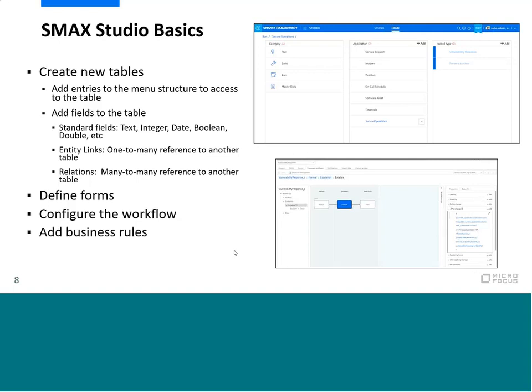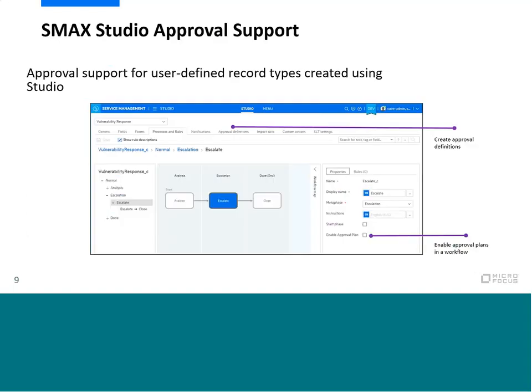As part of those new record types, and the screenshot that's on there is an example one that was done by a colleague, you can create approval definitions on there. So the ability to add approvals onto your new application. To do that, all you need to do is define on a phase that it's going to enable an approval plan for that phase. Once you've done that, you can go to the approval definitions and set up the default approval definition for that phase.